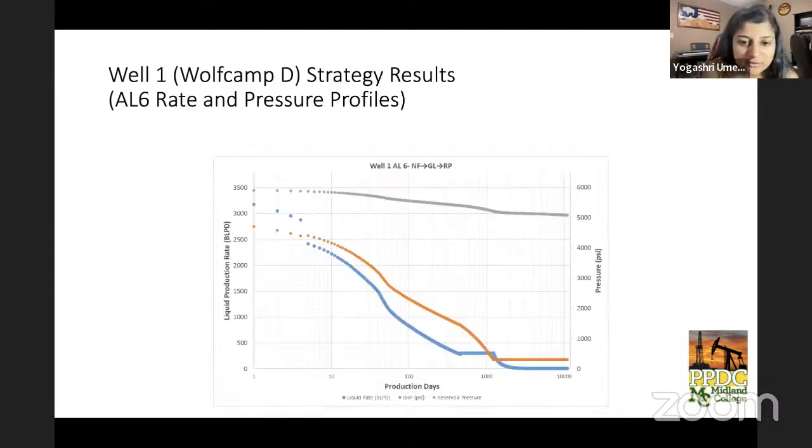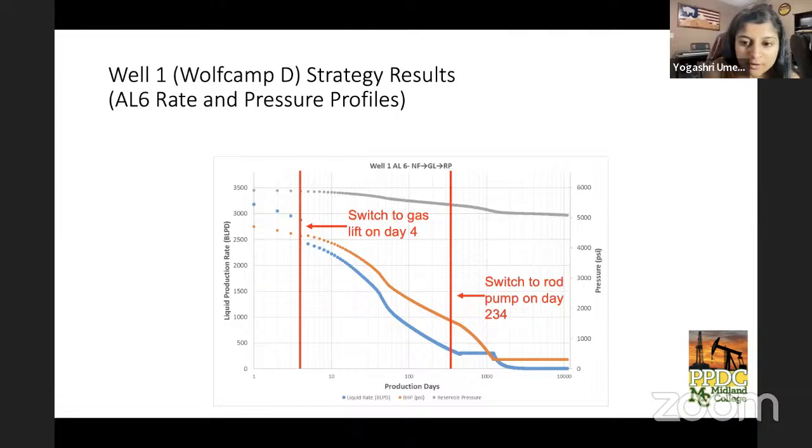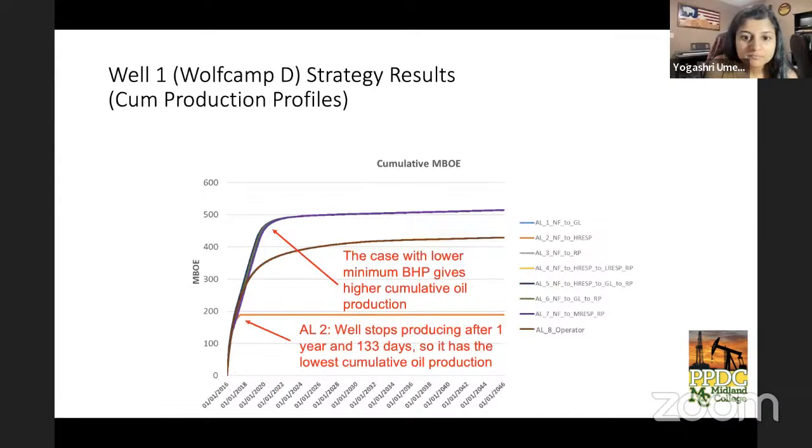Another thing to take into account are the rate and pressure profiles. Blue represents liquid rate, orange represents your flowing bottom hole pressure, and gray represents your reservoir pressure. You'll notice that at different times, at different minimum points, whether it's liquid rate or flowing bottom hole pressure, you convert from one artificial lift to another. So based on the simulation, it's suggested to switch to a gas lift on day 4, and then switch to a rod pump on day 234, so 8 months into the program.